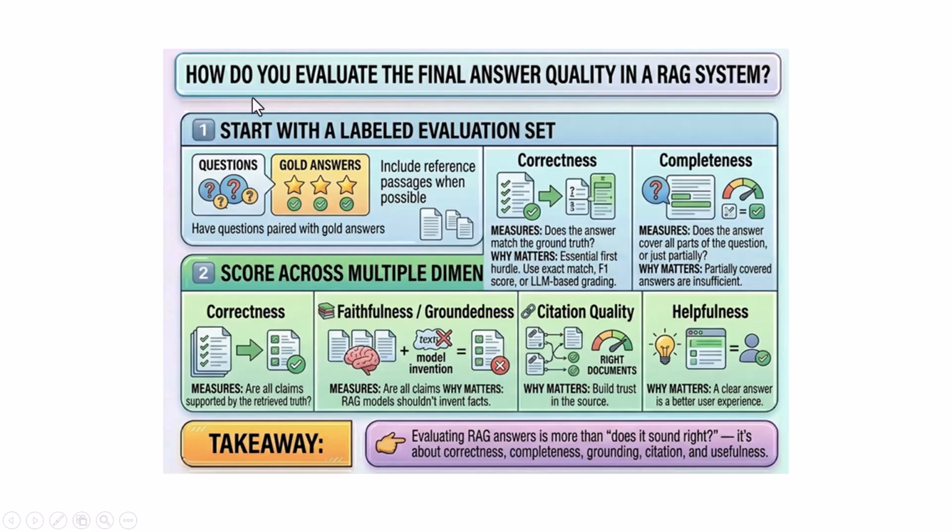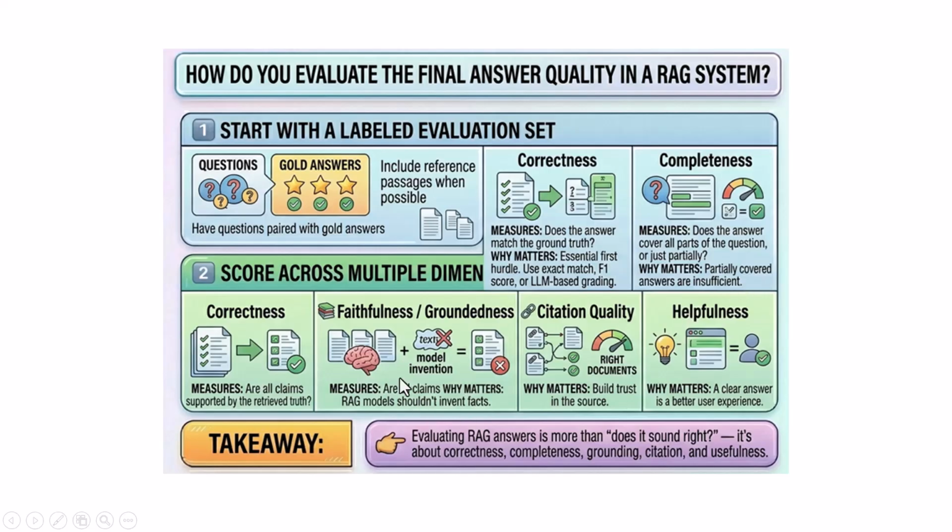The next one is: how do you evaluate the final answer quality in a RAG system? The first step is to start with a labeled evaluation set. That is, have questions paired with gold answers. Also include reference passages when possible. The other step is to score across multiple dimensions. That is correctness. Check if the answer matches the ground truth. And why does this matter? Because it uses exact match, F1 score, or even LLM based grading. The other one is completeness. Check if the answer covers all parts of the question or just partially.